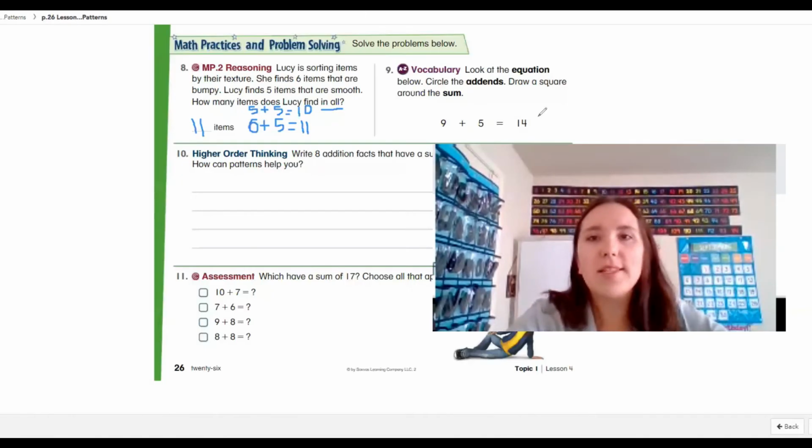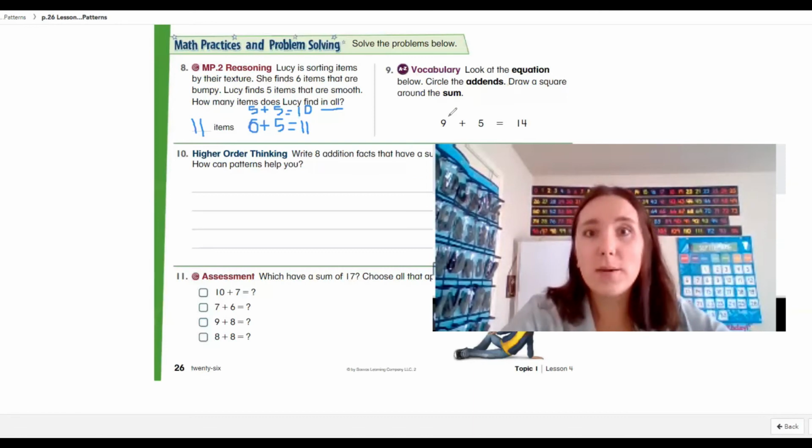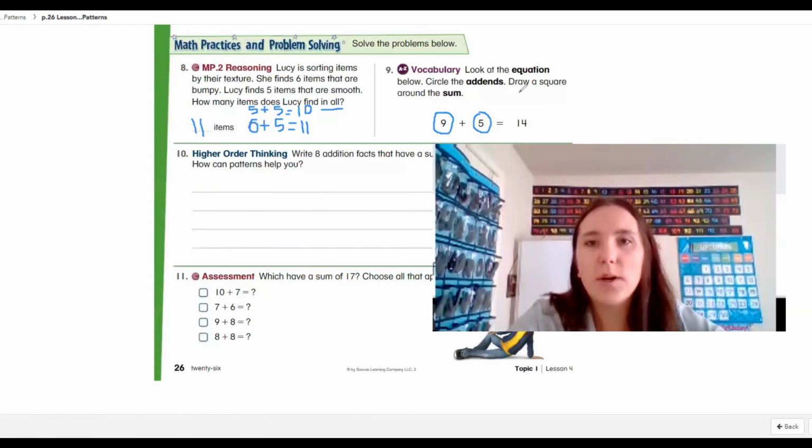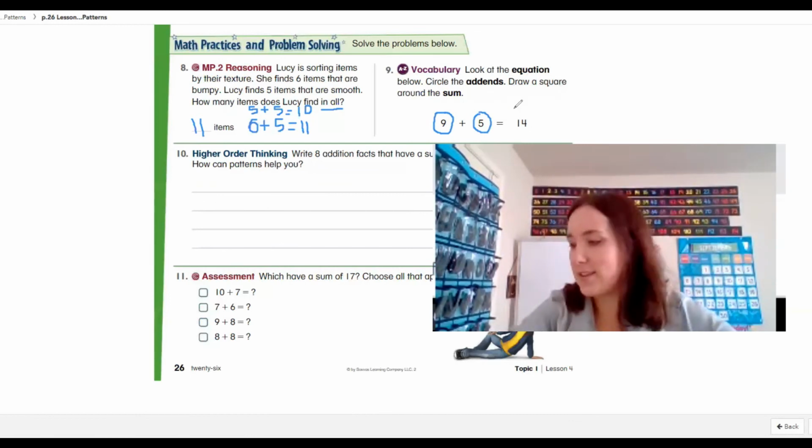Okay, I want you guys to take a look at number 9 all by yourself, and then come back and we'll talk about it together. Okay, number 9 says, look at the equation below, circle the addends. So hopefully you circled the numbers that are being added together. These are the addends, remember? Then it says, draw a square around the sum. The sum is the answer.